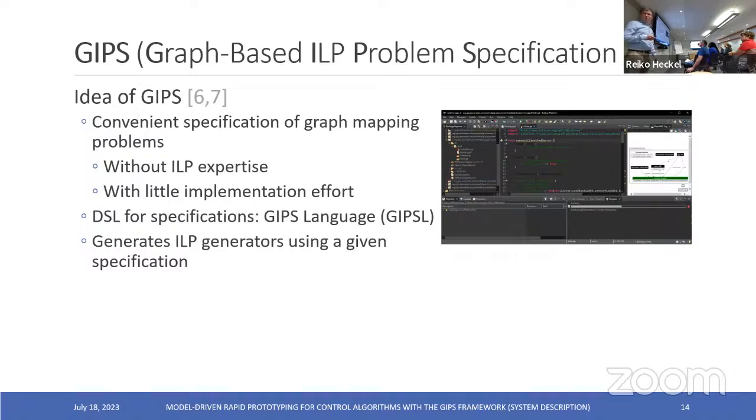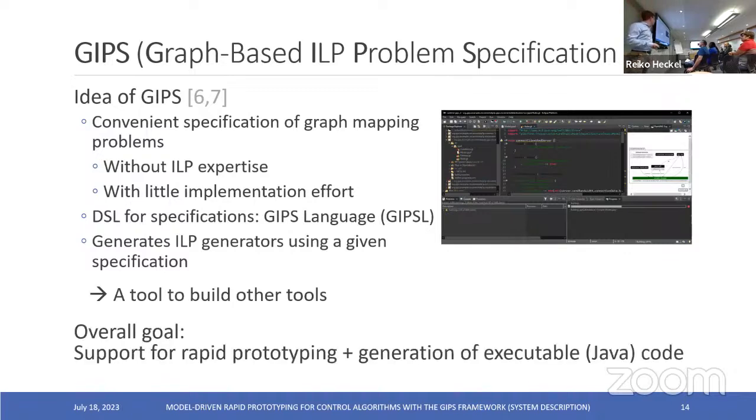Therefore, we created a new domain-specific language for the specification part, which we call GIPS language. And the framework tool is then able to generate an IP generator using a given specification. The IP generator can calculate valid solutions for our optimization problem. So we consider GIPS a tool to build other tools. The overall goal is to give the developer support for rapid prototyping and also generate executable Java code so that we can evaluate our prototypes.